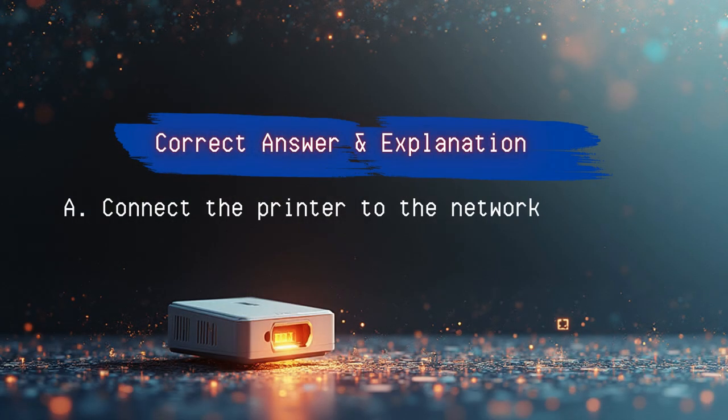Correct answer, A. Connect the printer to the network. The very first step in setting up a shared office printer is to physically connect or wirelessly link the printer to the network. Without a network connection, no workstation can discover or communicate with the printer. This could involve connecting via Ethernet, Wi-Fi, or USB to a print server. Once connected, additional configuration like assigning a static IP address, installing drivers, and sharing settings can follow.